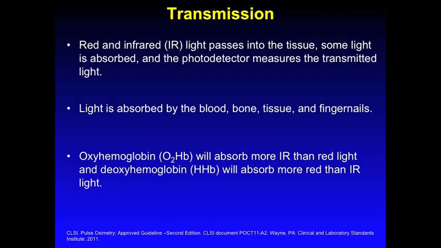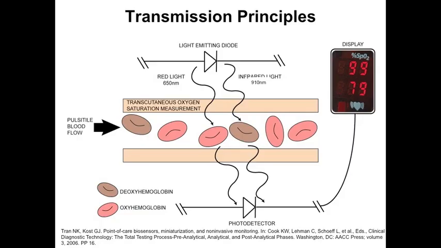For pulse oximetry, such as the sensors you place on the forehead, earlobe, nose, or finger, red and infrared light passes into the tissue, some light is then absorbed, and the photodetector measures the transmitted light. Along the light path, light is absorbed and scattered by blood, bone, tissue, and fingernails. Once again, oxyhemoglobin will absorb more infrared light than red light, and deoxygenated hemoglobin will absorb more red light than infrared. Here we have illustrated a simplified light path through a cross-section of tissue.